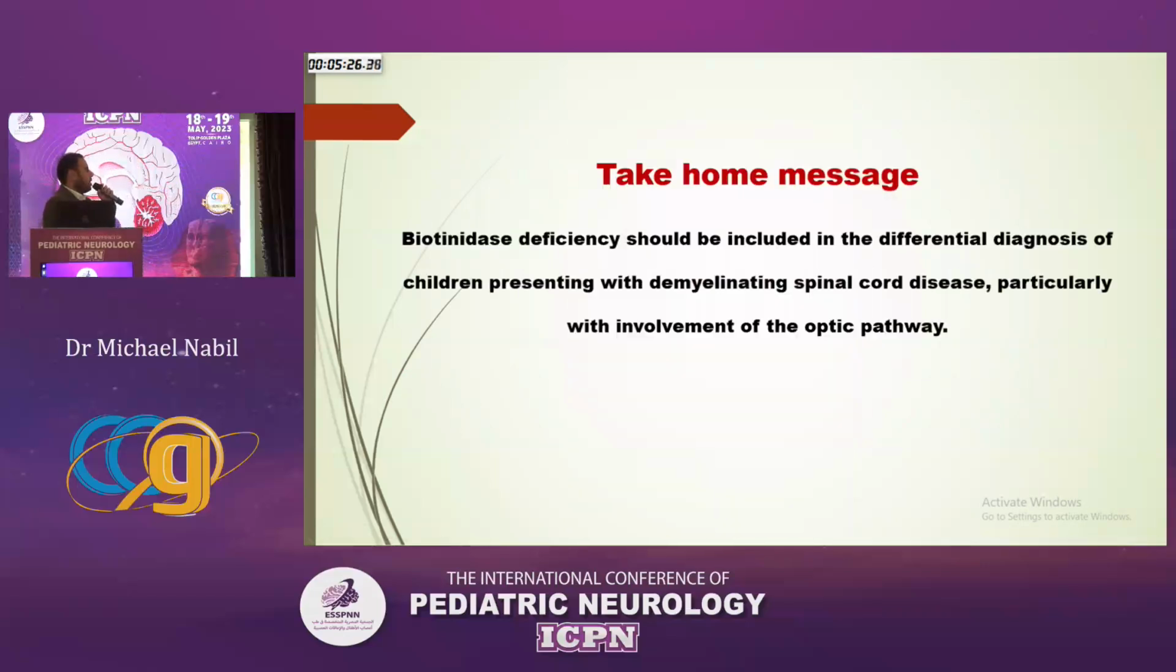My take-home message is that biotinidase deficiency should be included in the differential diagnosis of children presenting with demyelinating spinal cord disease, particularly with involvement of the optic pathway.